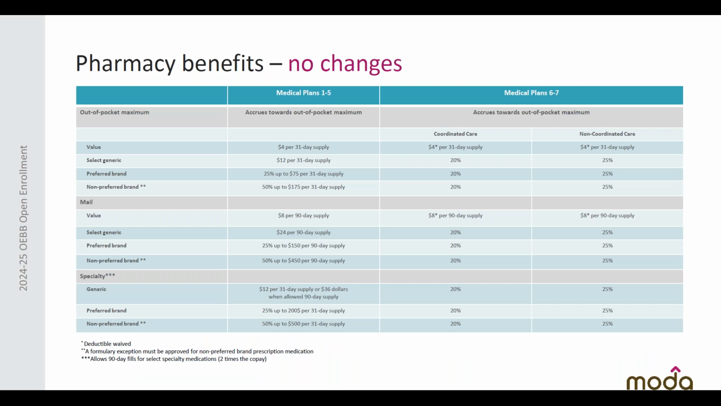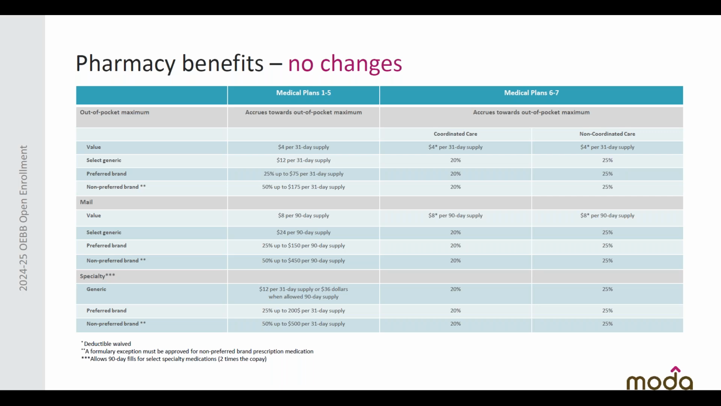So some pharmacy benefits. There are no changes to our pharmacy. Medical plans 1 through 5 are broken out here by retail, mail, and specialty. But you're probably wondering, how do I know what tier my prescription falls under? On our website, we post our prescription formulary of all the drugs that are covered with the Moda plans. If you enter your drug name, it will tell you which tier it falls under. So if it said select generic, you know it's $12 per 31-day supply.